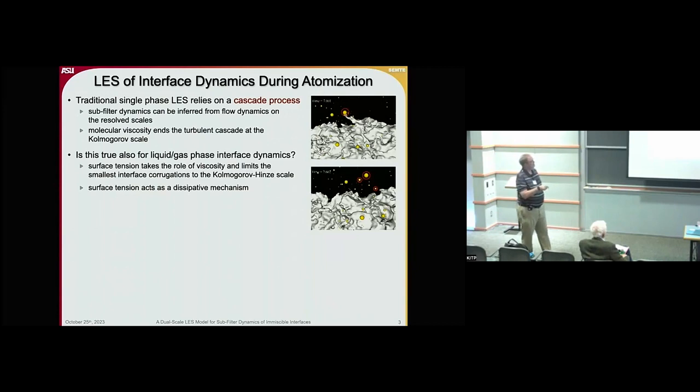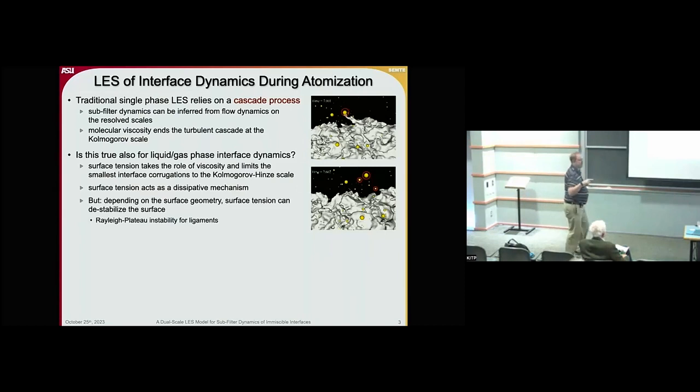So traditionally, surface tension takes the role of viscosity, and it limits the smallest interface corrugation to the so-called Kolmogorov-Hinze scale. So in that sense, surface tension can be thought of as a dissipative mechanism for surface corrugations. But as we've just seen, surface tension, when you have ligament formation in primary breakup, actually generates small-scale structures, small-scale drops. So what surface tension does depends on the surface geometry.